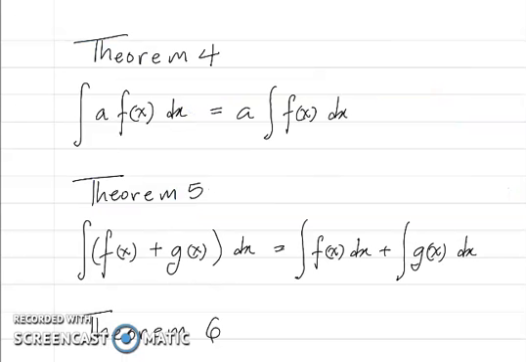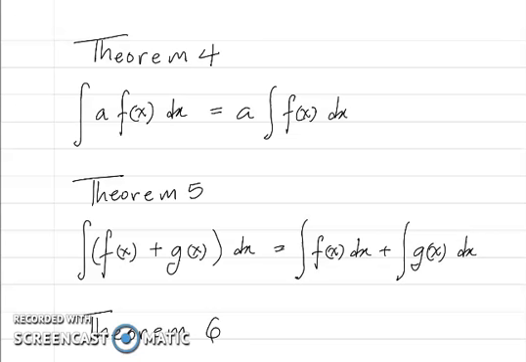Theorem 4 says the integral of a times f of x dx is equal to a times the integral of f of x dx. In other words, if you're multiplying a function by a constant, that is equal to the constant multiplied by the integral of the function.